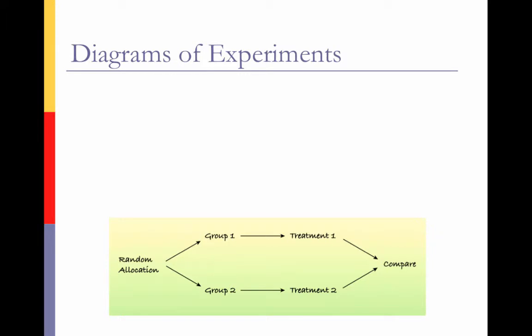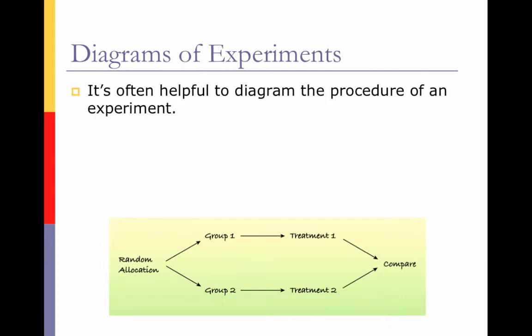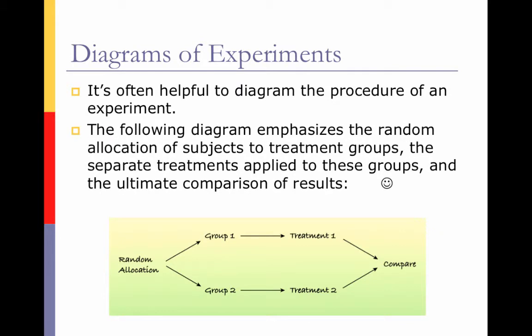Diagrams of experiments. It's often helpful to have a diagram of your experiment so you get an idea of what you need to do. So again, it's helpful to diagram the procedure of an experiment. The following diagram emphasizes the random allocation of subjects to treatment groups. Then there are separate treatments applied to these groups, and then the ultimate comparison of the results. So we have our random allocation. They're split into 2 groups. We give each group a different treatment, and then we compare their results.